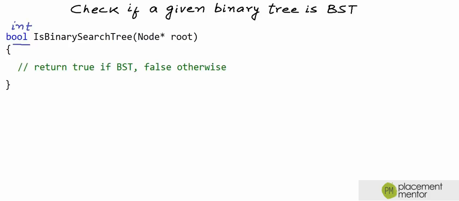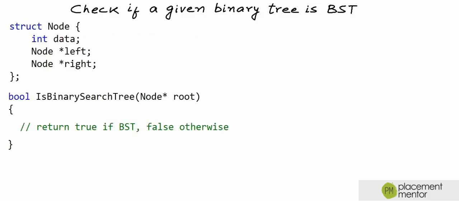I'll also write the definition of node here. For a binary tree, node would be a structure with 3 fields, 1 to store data and 2 to store addresses of left and right children. In my definition of node here, data type is integer, and we have 2 pointers to node to store addresses of left and right children.